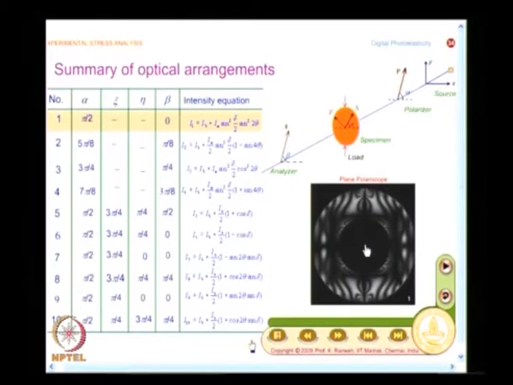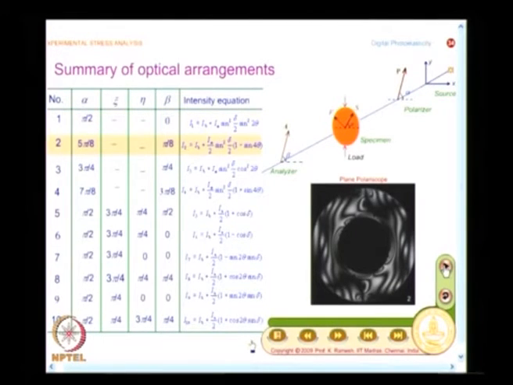So, we will go one after another. I keep the analyzer at 0, beta is 0 and alpha is pi by 2, that is, the polarizer is at pi by 2. This is nothing but your 0 degree isoclinic. That is what you see here. Then I go to the next arrangement.